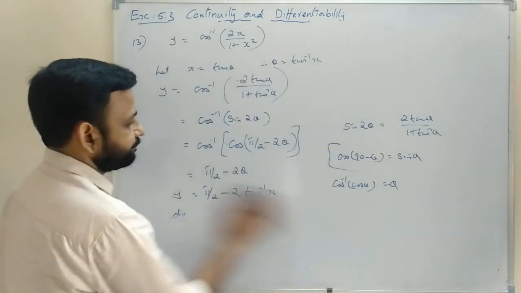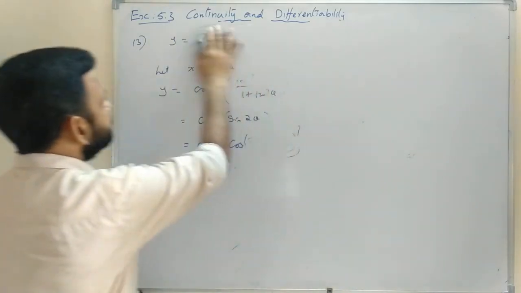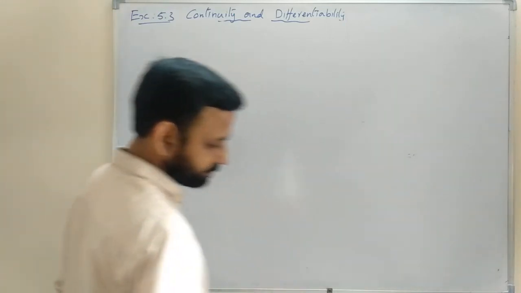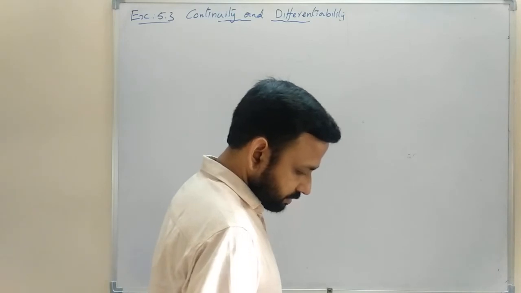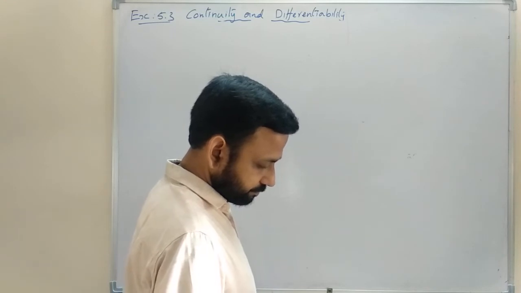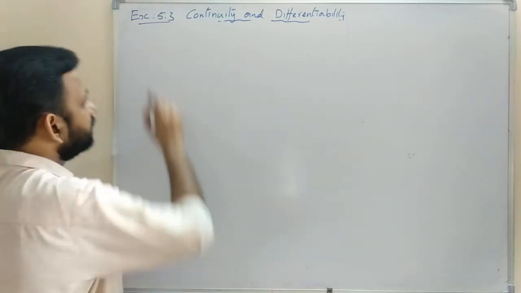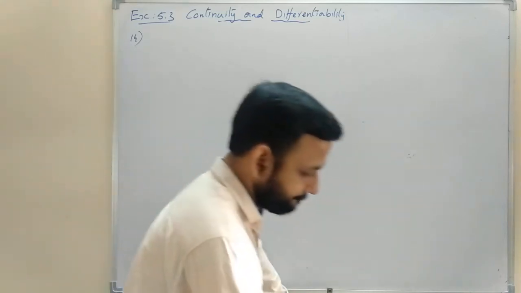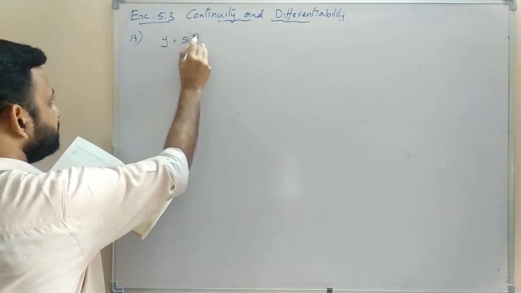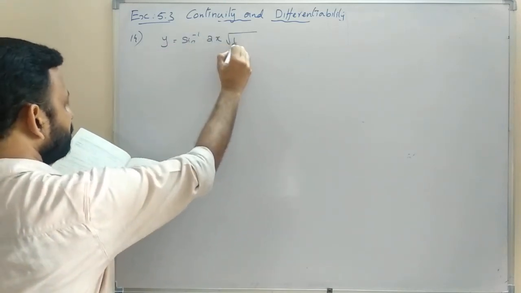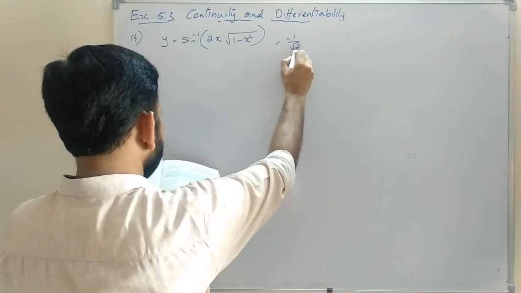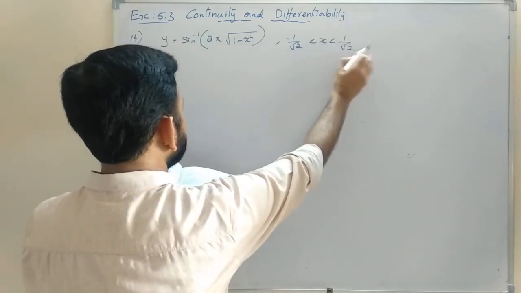Now, sorry, 14th question. Question number 14. Sin inverse y is equal to sin inverse of 2x into under root 1 minus x square, and here the interval is minus 1 by root 2 less than x less than 1 by root 2.